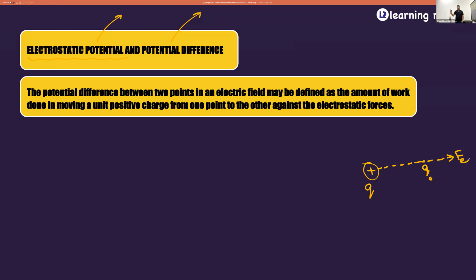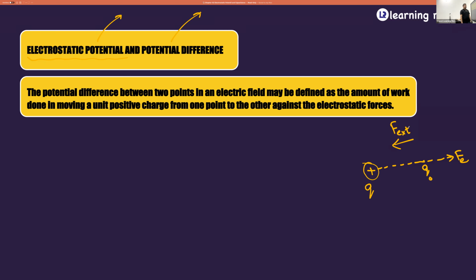The work is not done by the electrostatic force. The work is done by the external force. Meaning, if I have to move this charge Q naught towards the point Q, then I need to do work against the electrostatic force. So this will be the work done by the external force. Clear with this, right?